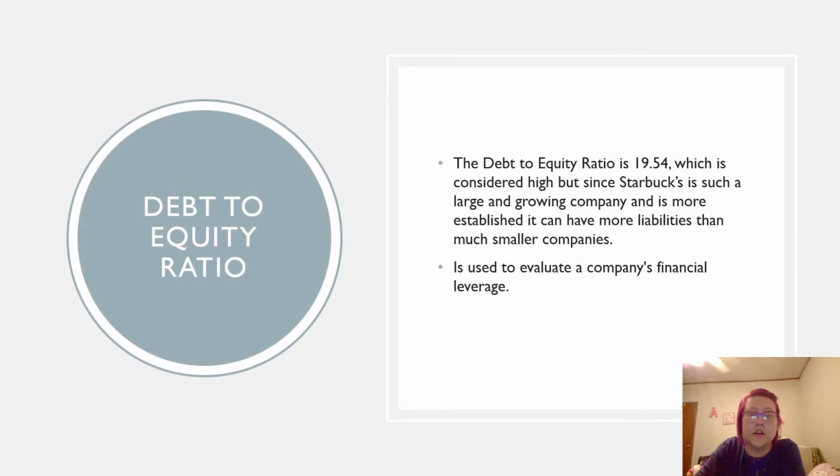Now we have the debt to equity ratio, and this is used to evaluate a company's financial leverage. And for Starbucks it's 19.54, which is considered high, but larger companies and fast-growing companies that are a little more stable can have a higher number when it comes to the debt to equity ratio, and for smaller companies a number this high would not be very good at all.